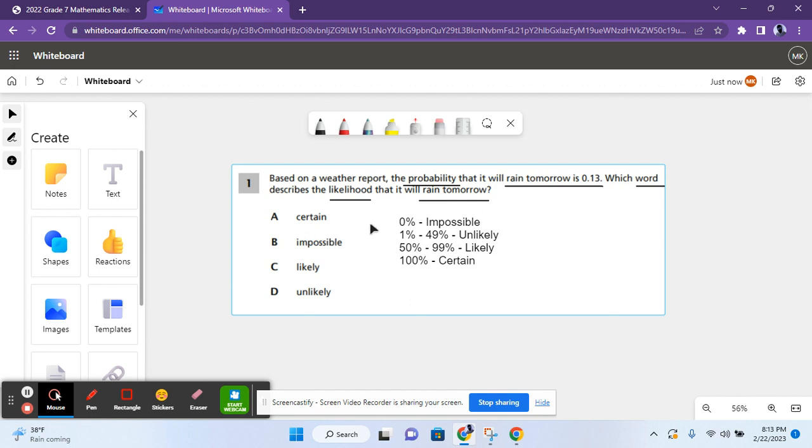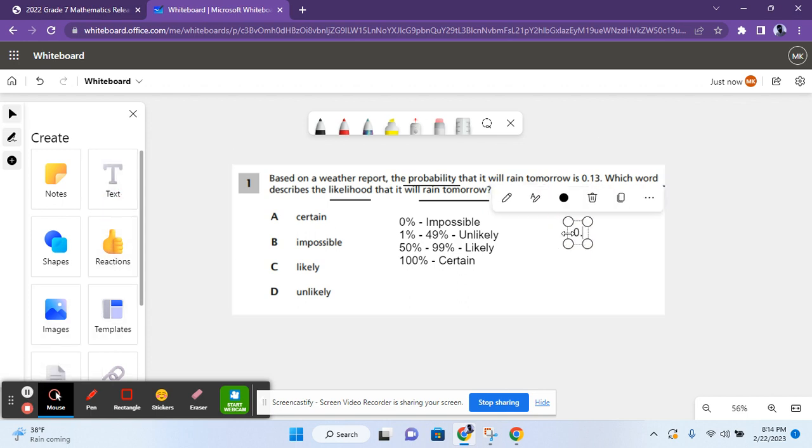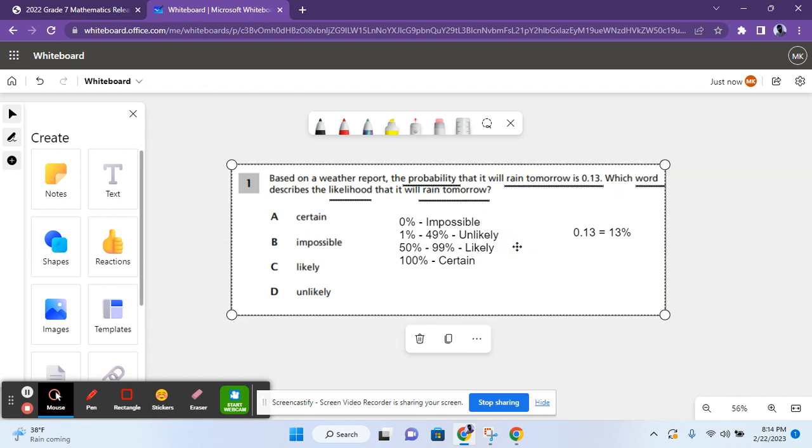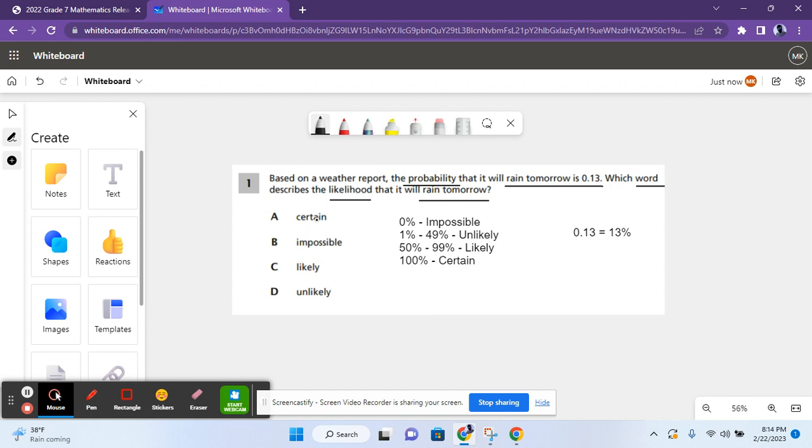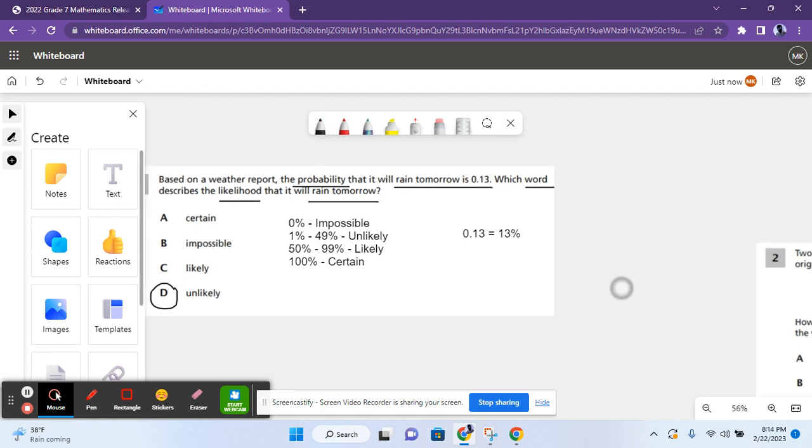0% means it's impossible. Between 1% chance to a 49% chance means that's unlikely. Between a 50% chance to a 99% chance means it's likely. A 100% chance means it's certain. So we know that 0.13 is equal to 13%, which is in between 1 and 49%. This means that the chance that it will rain tomorrow is unlikely, which is answer choice D. So let's move on to the next problem.